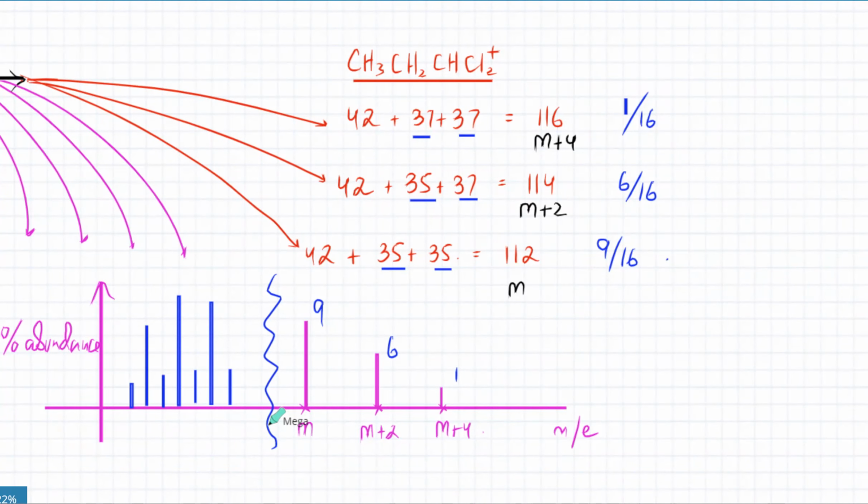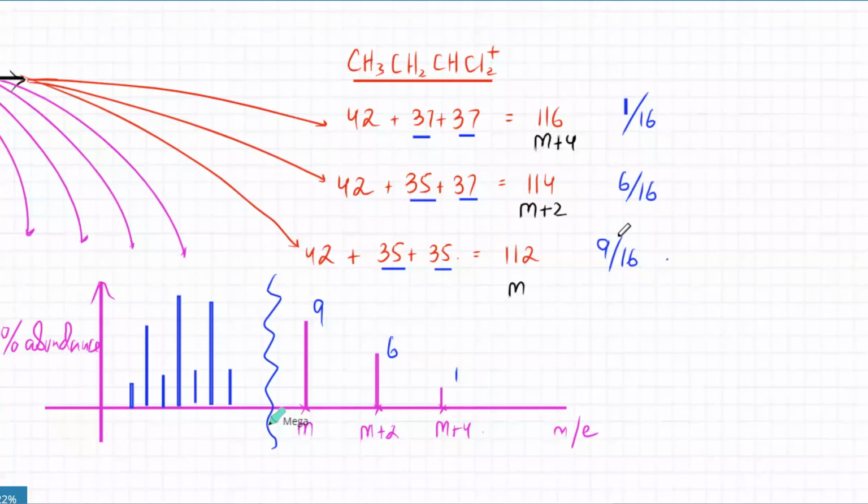Yes, sir. The probability of getting Cl35 is 3 by 4, and the probability of getting the other one as Cl35 is also 3 by 4. So when you get and, you multiply. The molecule will have Cl35 and the other one would also be Cl35. So it's 3 by 4 into 3 by 4, that gives you 9 by 16. Is that clear?